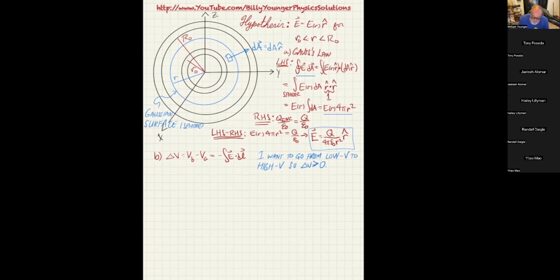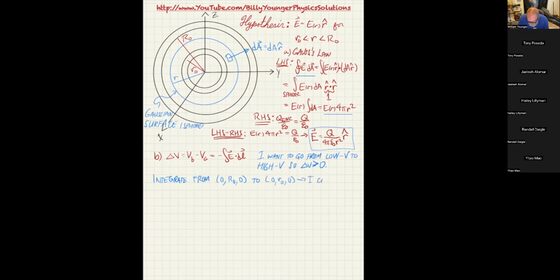So what I'm going to do is integrate from, let's say, the point x equals 0, y equals R0 and z equals 0, to, in this case, x is going to be 0 again, but y is going to be little r0, and z is going to be 0 again as well. So I'm actually going from outside in.